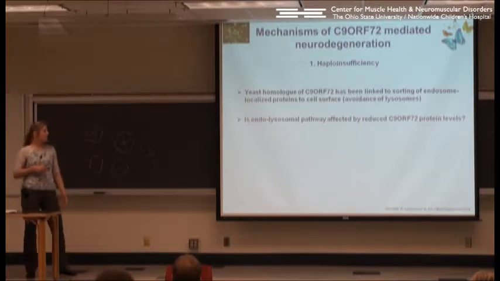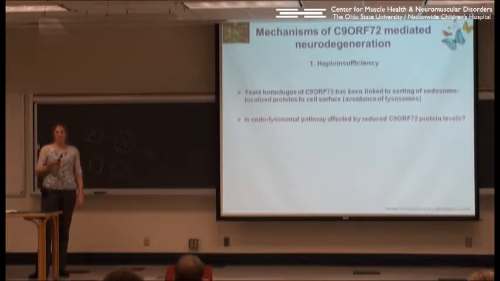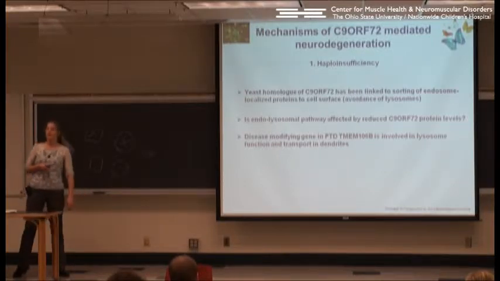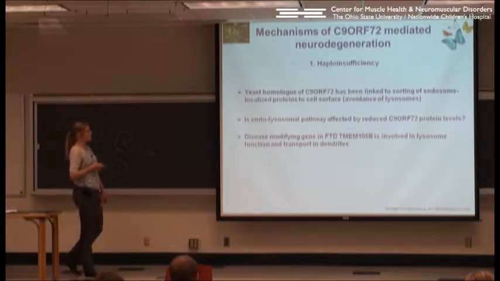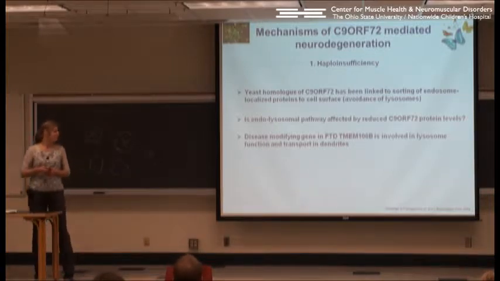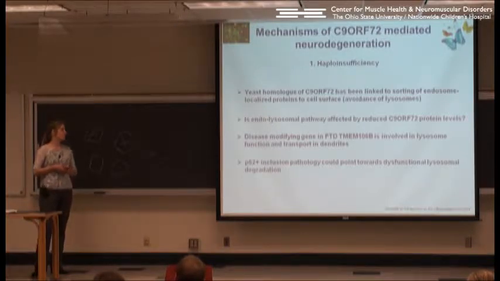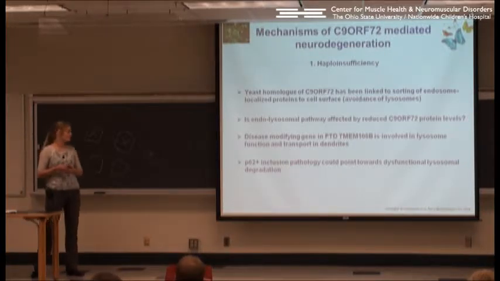And so that obviously raised the question whether C9orf72 pathology is related to endolysosomal pathways. And there is one disease-modifying gene that is known in FTD, which is called TMEM106B, and it's known to be involved in lysosome function and transport of proteins to the dendrites. p62 positive inclusions would also point towards dysfunctional lysosomal degradation. So that would make quite some sense so far.